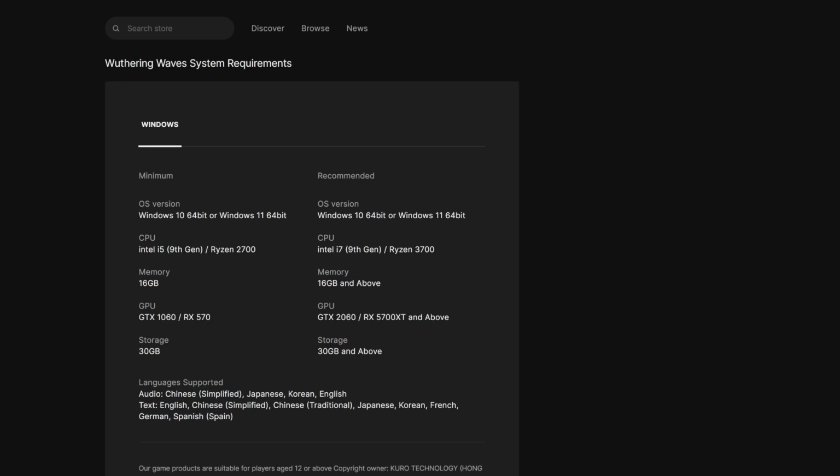Okay, so seems like mid-end CPU usage is going to be needed for a minimum recommended system requirement for Wuthering Waves. Memory 16 gigabytes. Now this is very interesting because if you notice for the recommended, it says 16 gigabytes and above. So it seems as if you have less than 16 gigabytes of RAM in your computer, you are going to probably have problems running Wuthering Waves.